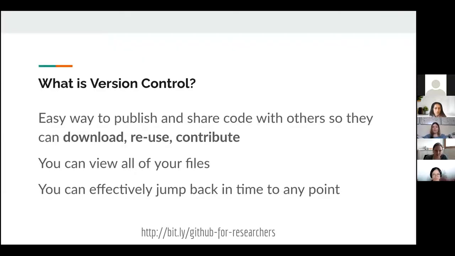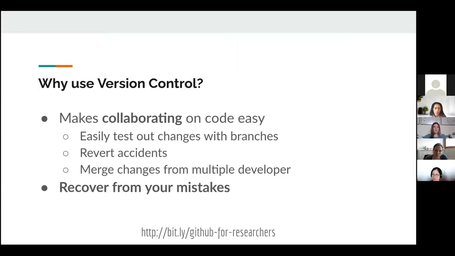One of the easiest and most effective ways to do this is version control. I'm sure you're all learning about Git and GitHub if you haven't already, but version control is a fantastic way to publish and share code with others. It gives you a whole timeline of your software, and it makes it easy to reuse, contribute, and make modifications to your software. So why? Collaborating is easy. One of the common things is reverting accidents. If you make some bad changes in your code or one of your collaborators does, you can always revert. You can always go back to before then.